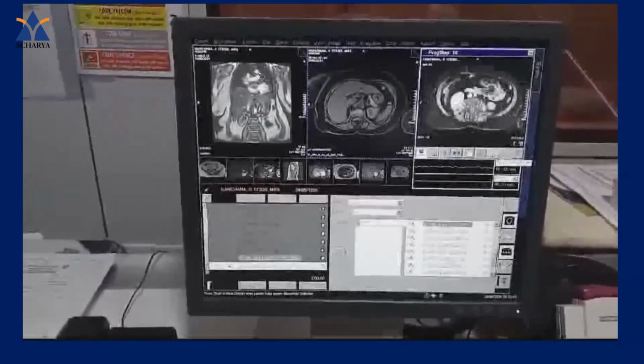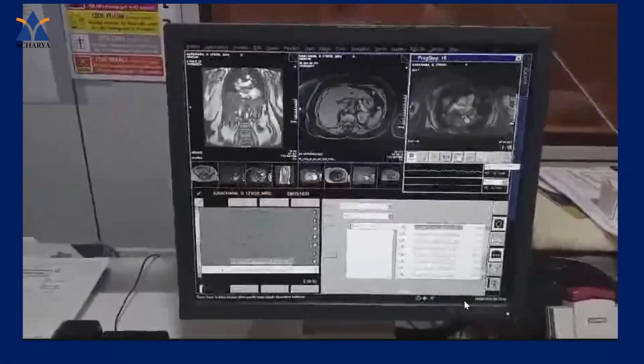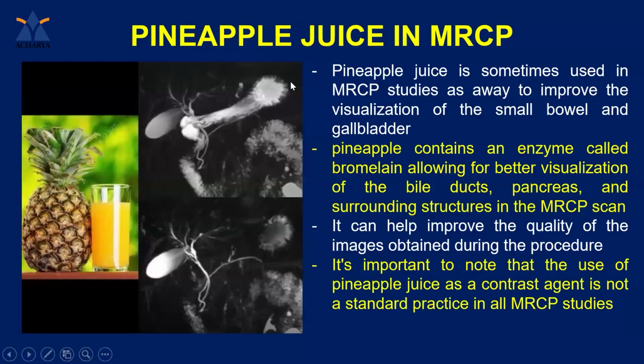Okay, so over. Sometimes you can see in the picture over here that there is fluid in the stomach and duodenum. It will overlap the image quality. Sometimes you can give pineapple juice so that the background fluids are suppressed. This is one of the techniques, but it is not standard practice.